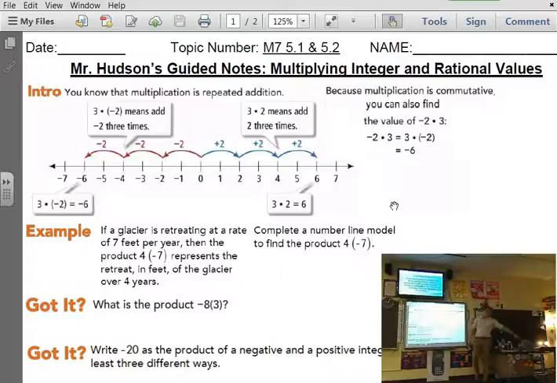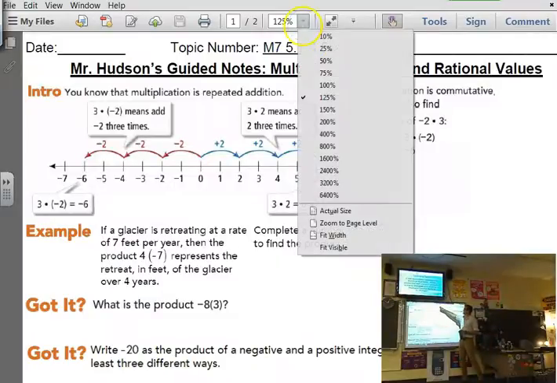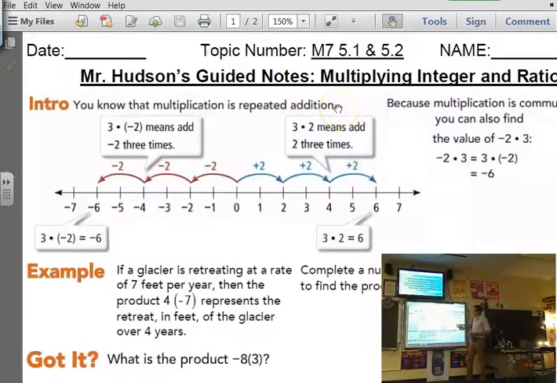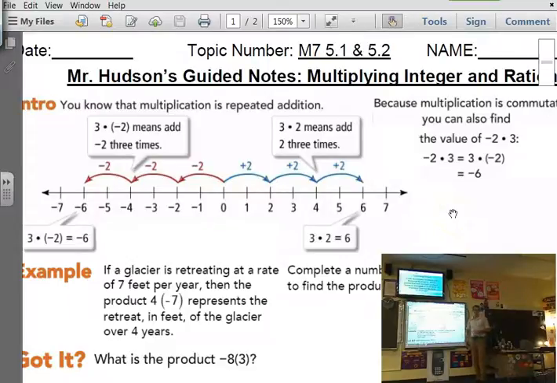So if we look at -2 times 3, what property tells me that I can change the order of multiplication?